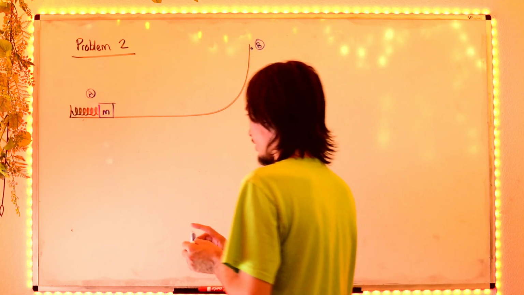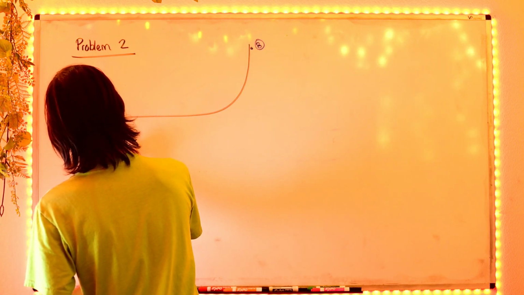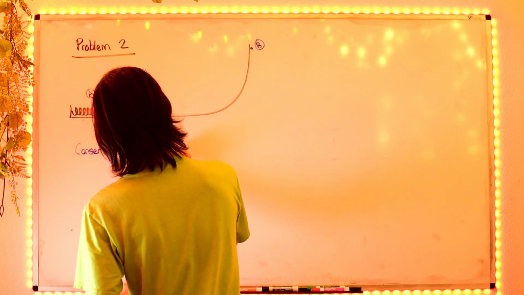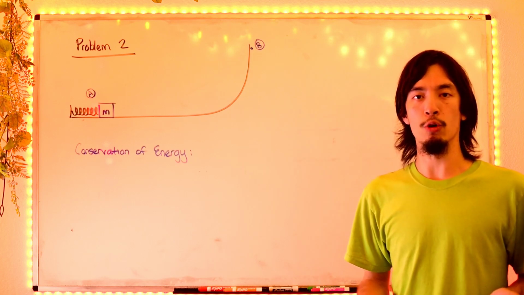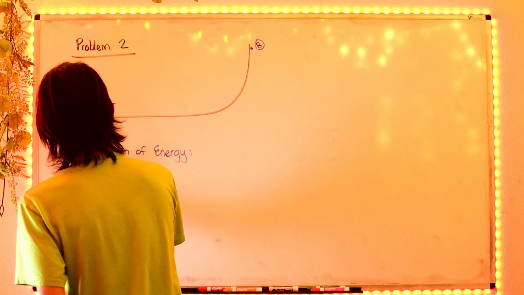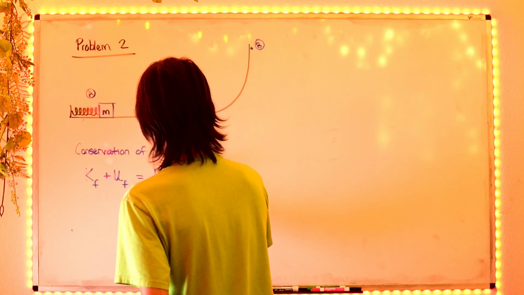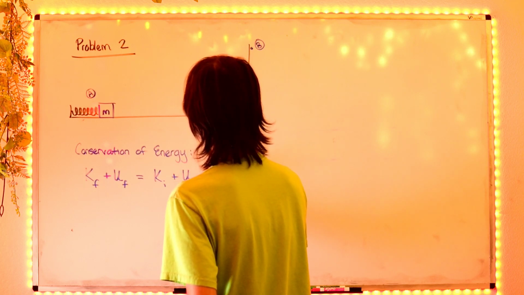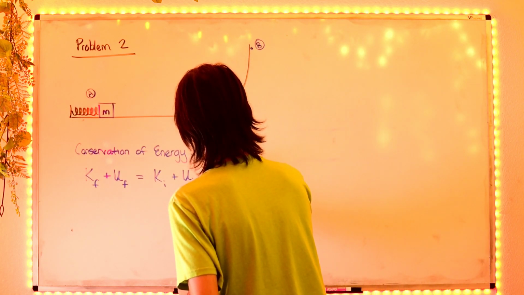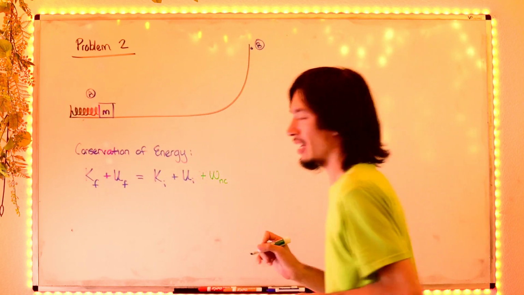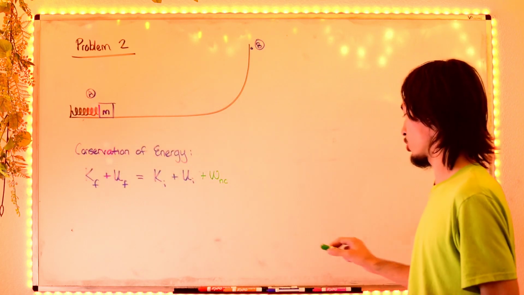So when we write the conservation of energy, we can write it out in the following expanded format. We can write that kinetic energy final plus potential energy final equals kinetic energy initial plus potential energy initial plus an extra term which accounts for the work done by any non-conservative forces. So this is the full conservation of energy equation.